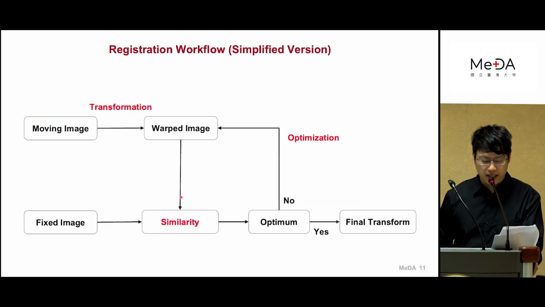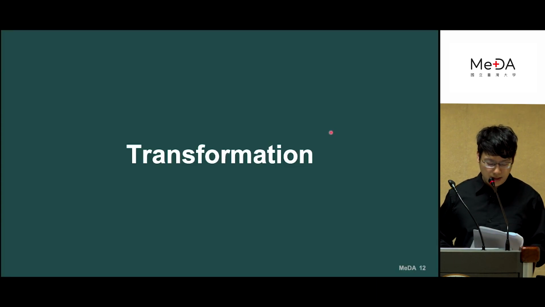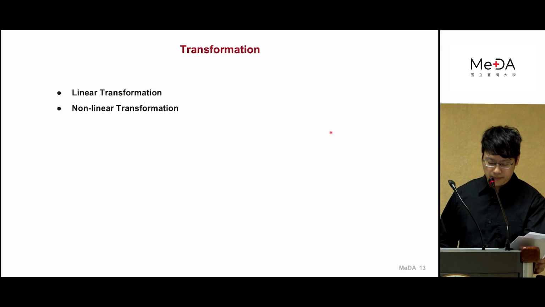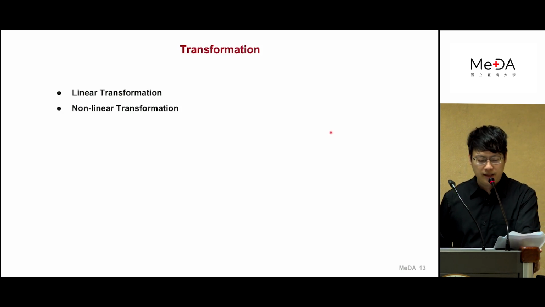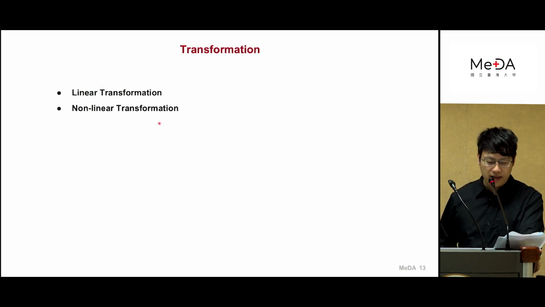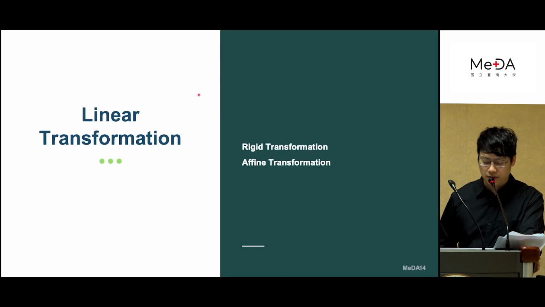Here is the simplified version, where we have highlighted the key components in the workflow: transformation, similarity, and optimization. In the following slides, we will explore each component in detail. Okay, transformation. Transformations can be categorized into linear and nonlinear transformations. In the context of linear transformation, we will explore rigid and affine transformations.